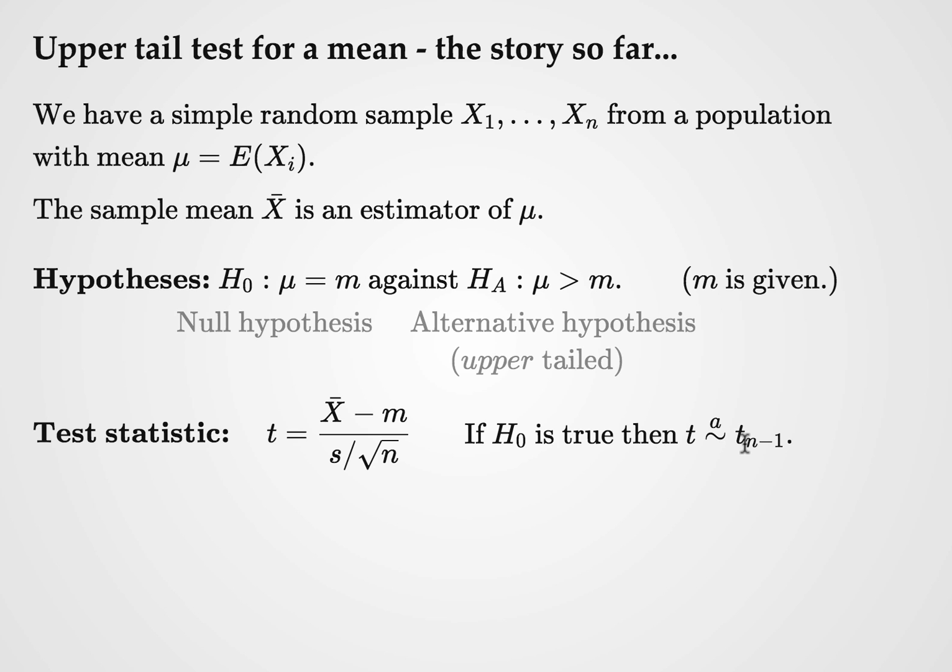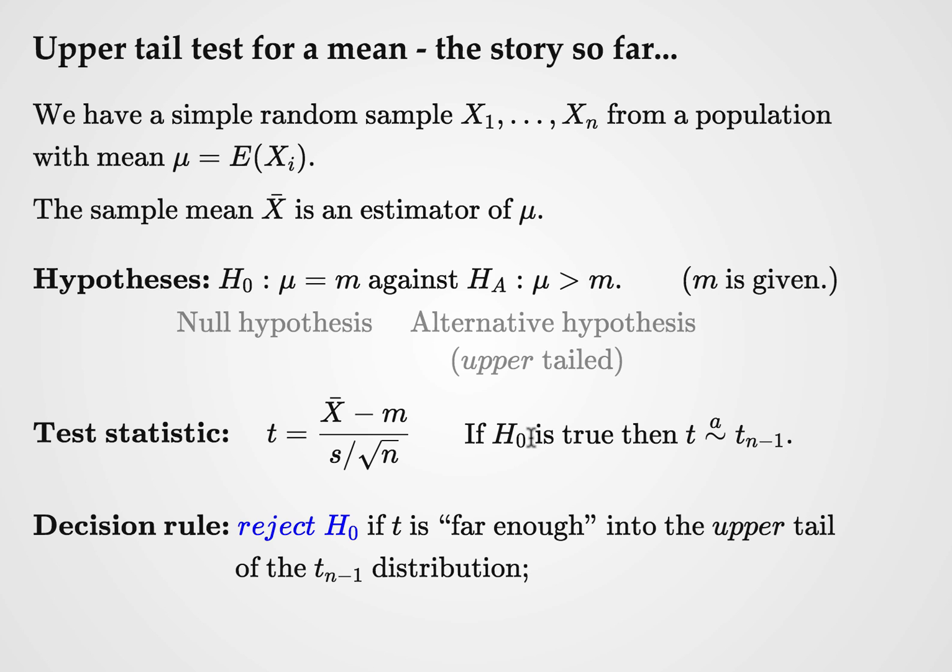That result is what allows us to distinguish whether we think the null hypothesis should be rejected or not. If it looks like the t-statistic that we've calculated isn't very likely to have been drawn from this t-distribution, then that suggests we should reject the null hypothesis, because this t-distribution is only true if the null hypothesis is true. That's the intuition of the whole hypothesis testing approach. Basically, we're looking for whether the t-statistic falls out into the tail. In particular, because we're looking at an upper tail test, we're looking to see if the t-statistic is far enough into the upper tail of this distribution. And if it is, we will reject the null hypothesis.